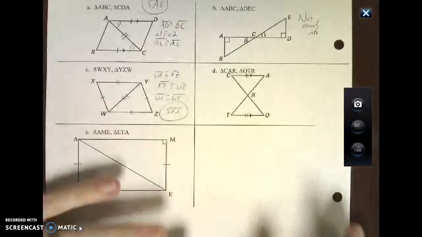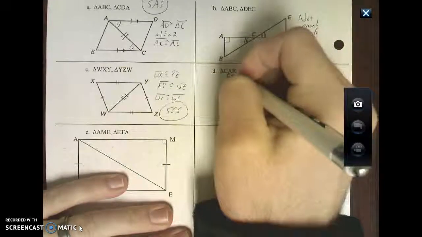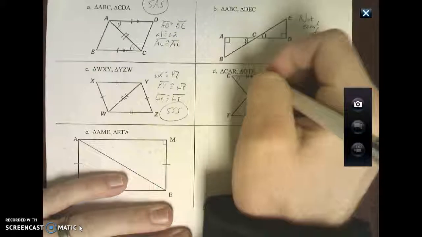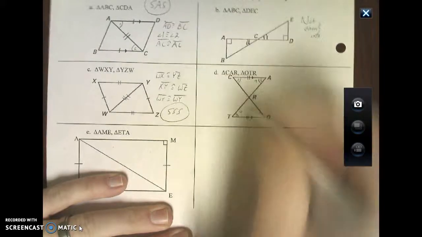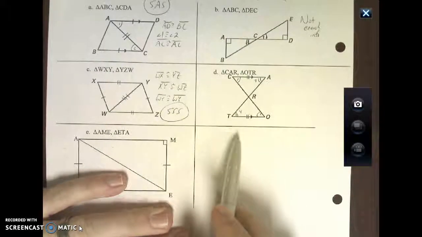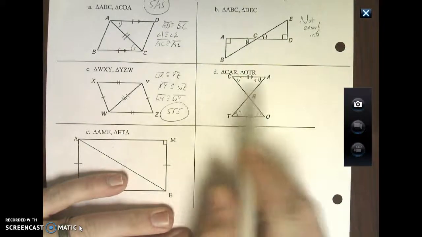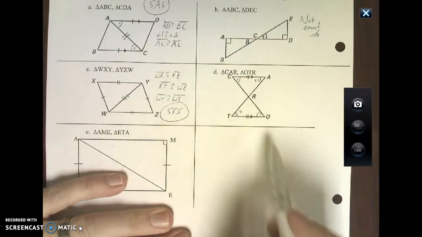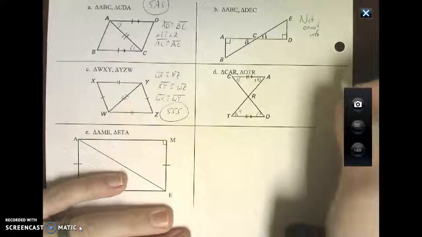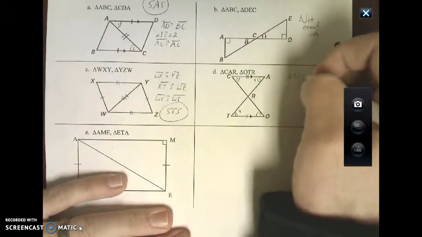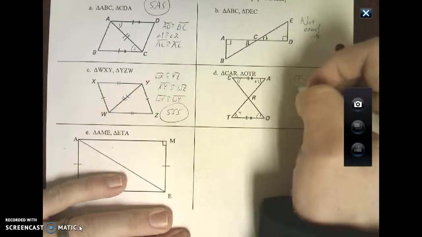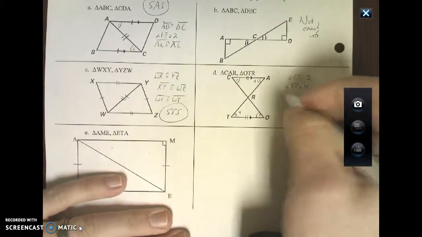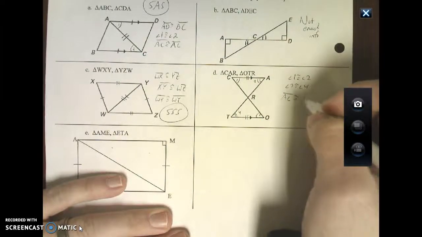Okay? Alright, part D. Again, this is something that I'm going to have to give you guys because we haven't learned it yet in class. You'll notice that these angles are congruent because of parallel lines. They're called alternate interior angles. We'll talk about that in class soon. So we can say angle 1 is congruent to angle 2, angle 3 is congruent to angle 4, and they're also telling us that side AC is congruent to side OT.